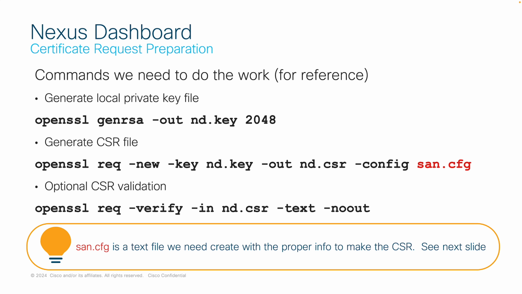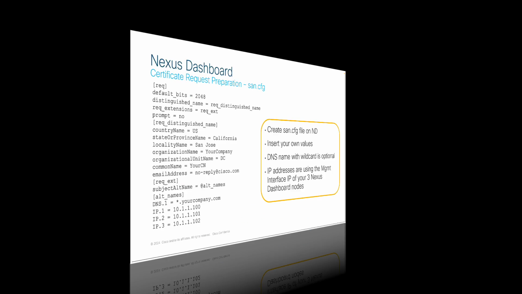Then we're going to generate that CSR, and you can see in the second command, I'm referencing a config file called san.config. That's just a text file that I created, and I'll show you what that file looks like, which has all the parameters necessary to generate the certificate. And then there's a third optional command that we can use just to verify that our CSR request file is indeed properly formatted so that when we go to the CA, there aren't any problems like that.